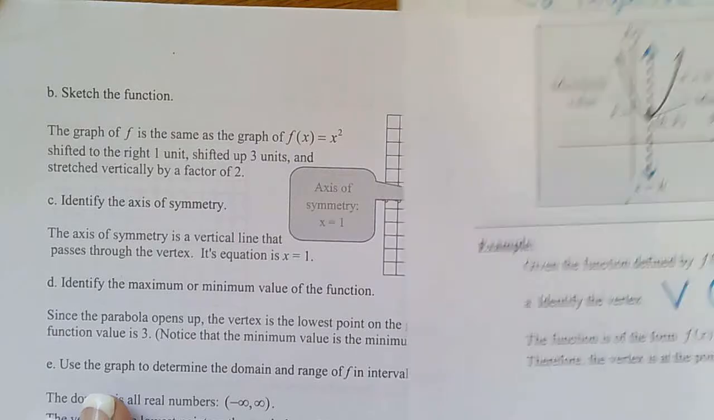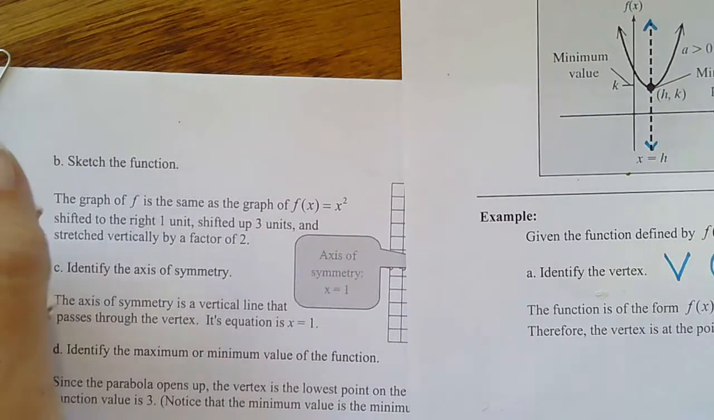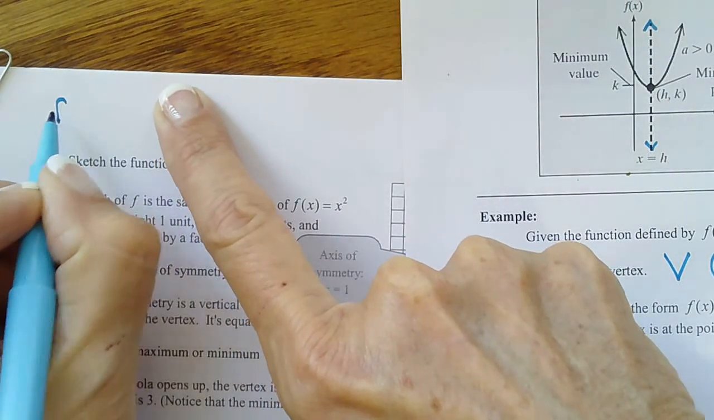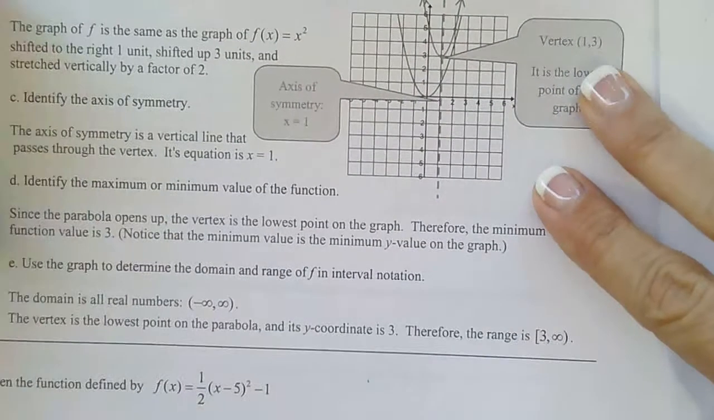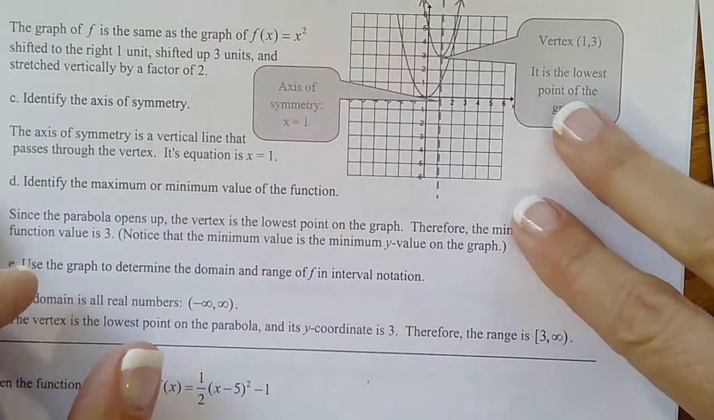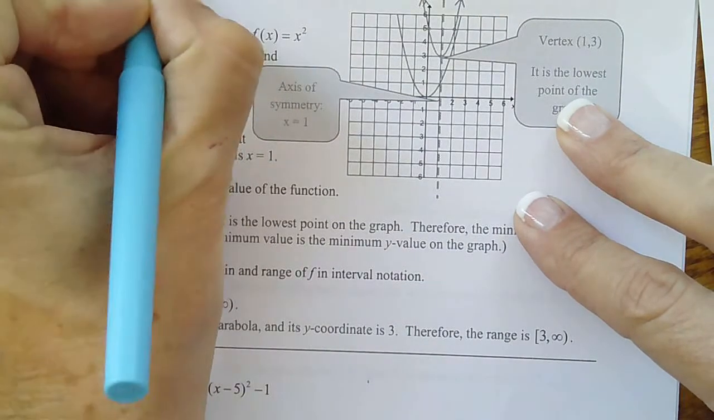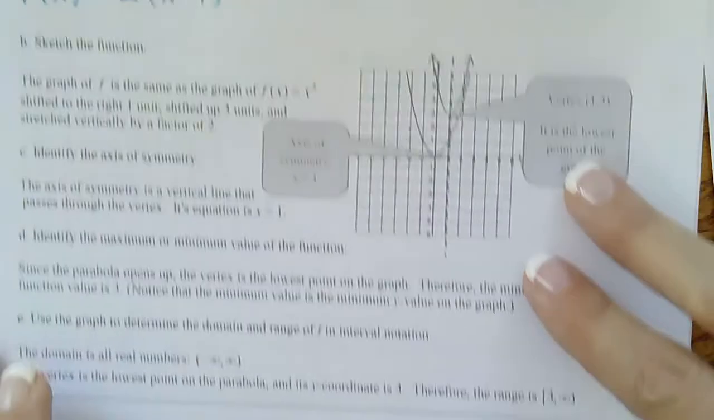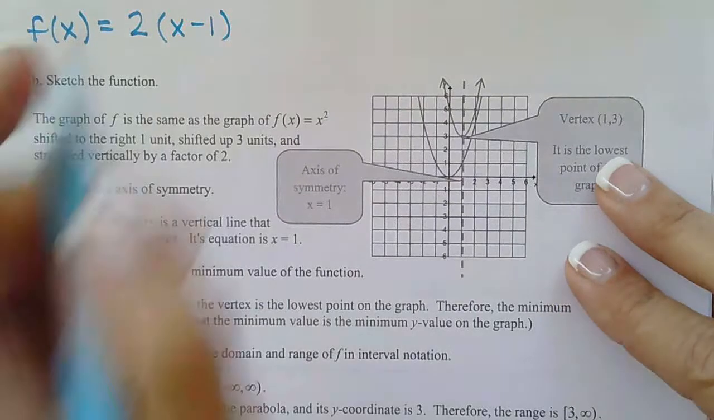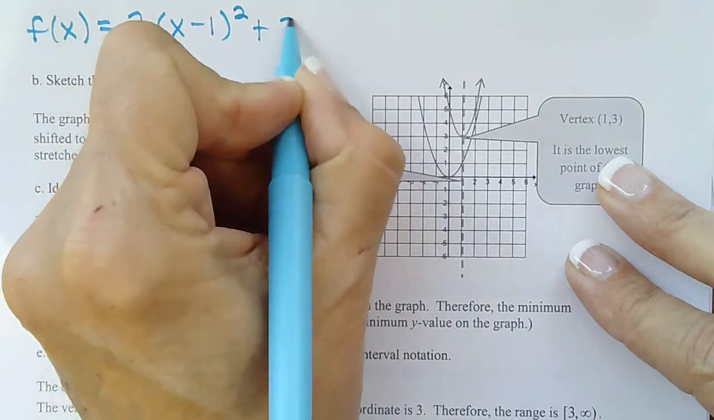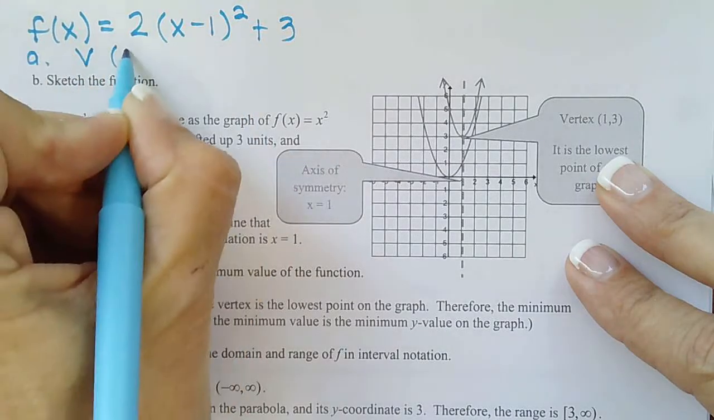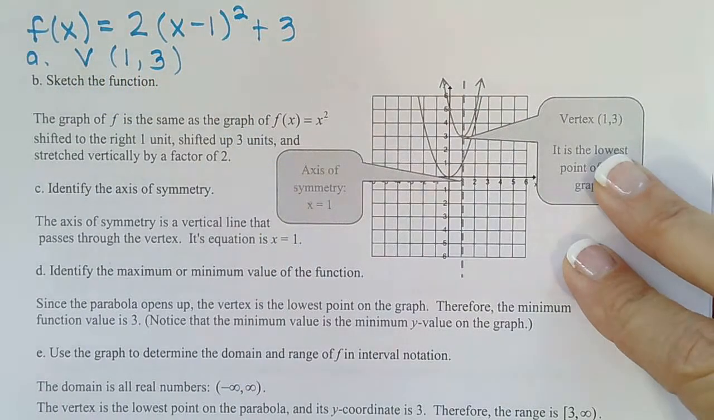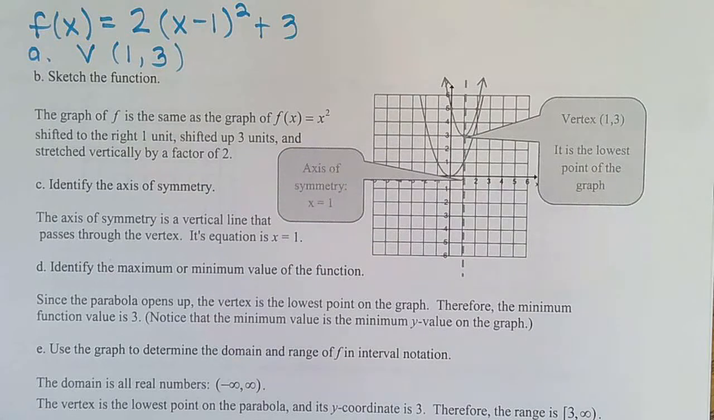Let's go ahead and write the equation at the top so that we have it to look at. So we have f of x equals 2 times (x minus 1) squared plus 3. And part A was the vertex, so let's write that down. Opposite of that, comma this. That way we don't have to keep turning our paper over and over and looking back at the last problem.